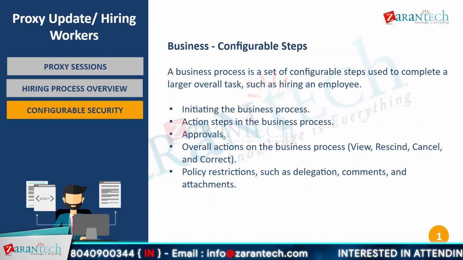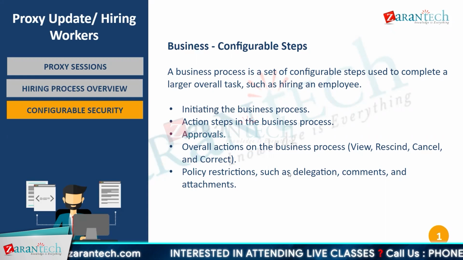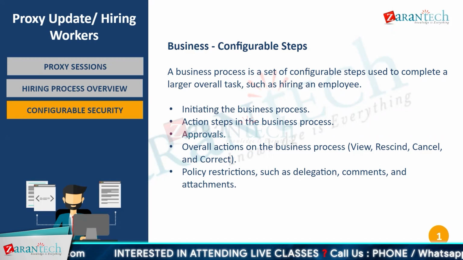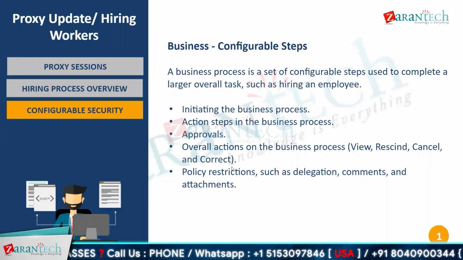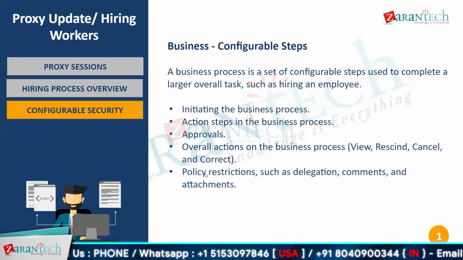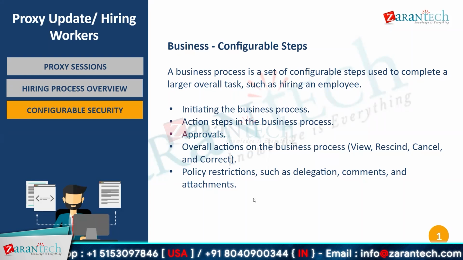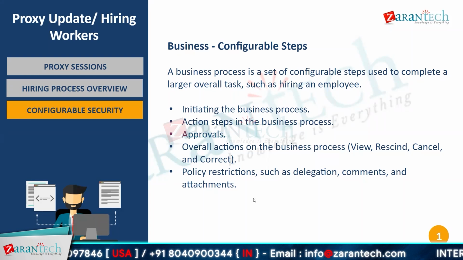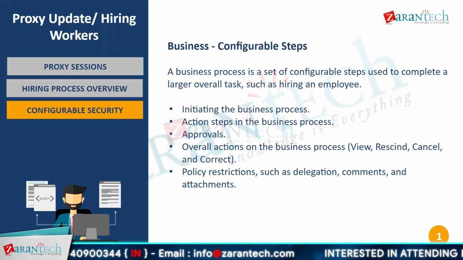I've shown you how you can set up the action steps in business process. How do we send for approvals, which kind of groups we can select, and what are the conditions or restrictions we can put on the steps, that exclude the initiator or exclude prior approvers. We also discussed the alternate approval group as well. Overall actions we have selected from the business process: who can view, who can rescind, who can cancel, who can correct. So we can go to each and every section and add the relevant security groups in those sections. Towards the end of the business process, we saw policy restrictions such as delegation, comments, and attachments, and how we can enable them, disable them. So any questions on business process configuration and the security?